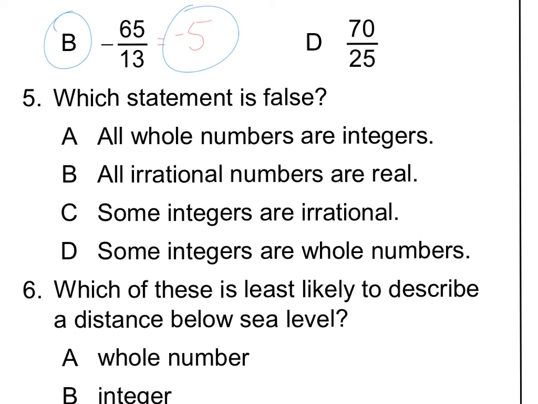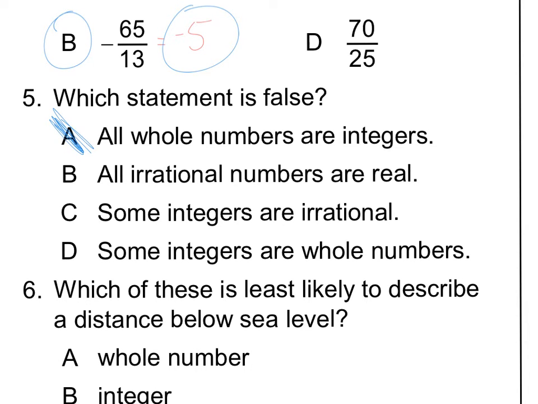Number 5 says, which statement is false? It says all whole numbers are integers. Now, whole numbers are just positive whole numbers, right? Integers include positive and negative whole numbers. So would that be true? All whole numbers are also integers? Yes. Integers are positive and negative whole numbers. So that one's true. We're looking for the false answer here.